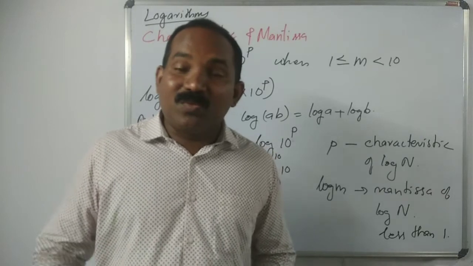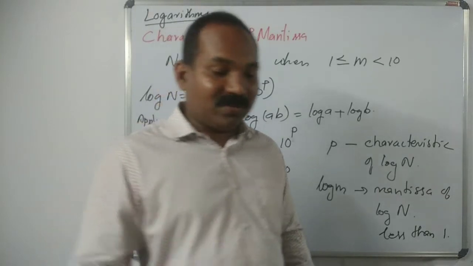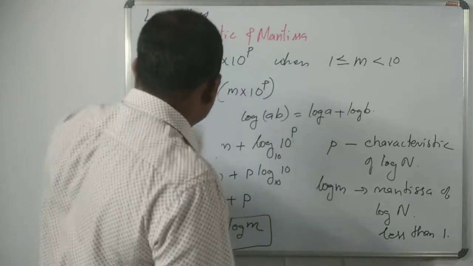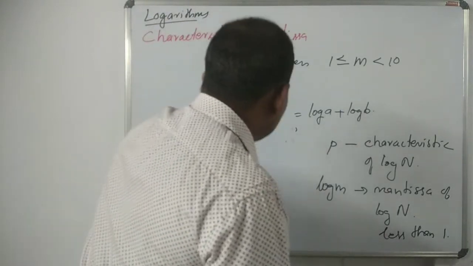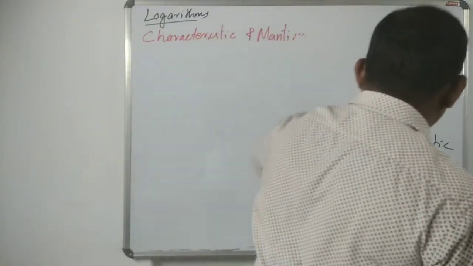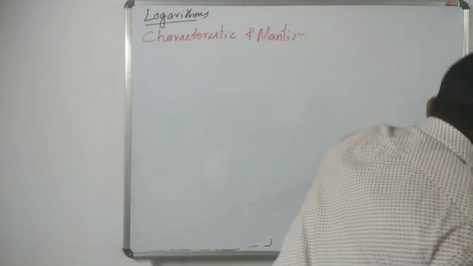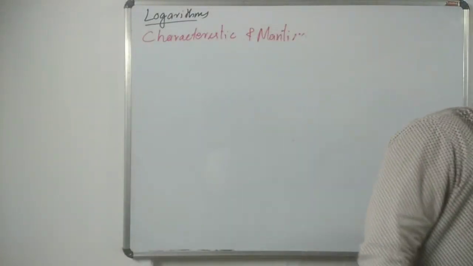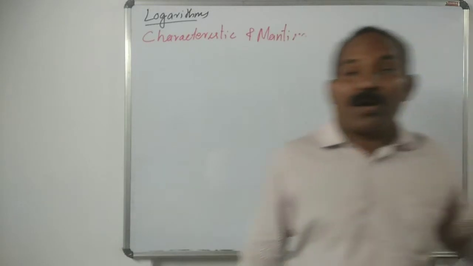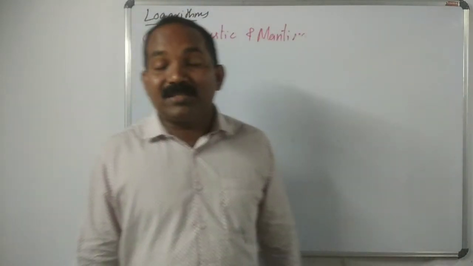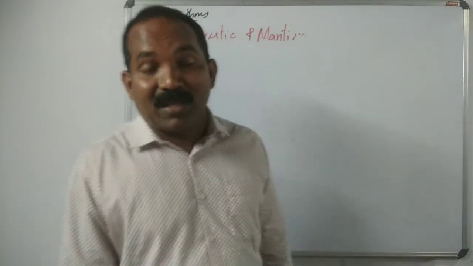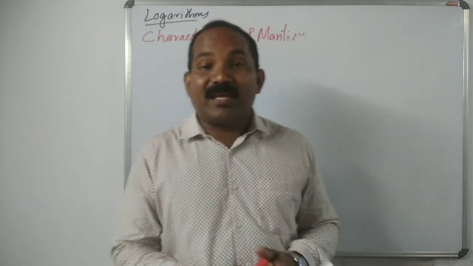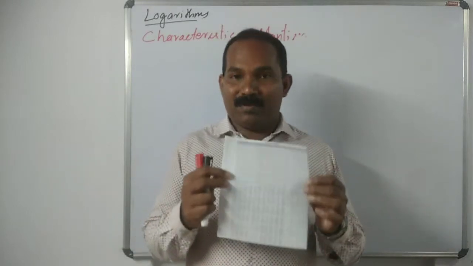Okay, so let's move to illustrate some examples. I will illustrate some examples of how to take the log values. Keep it in your mind: a log value has two parts, one is the characteristic and the other is the mantissa. And the mantissa is taken from the log table.